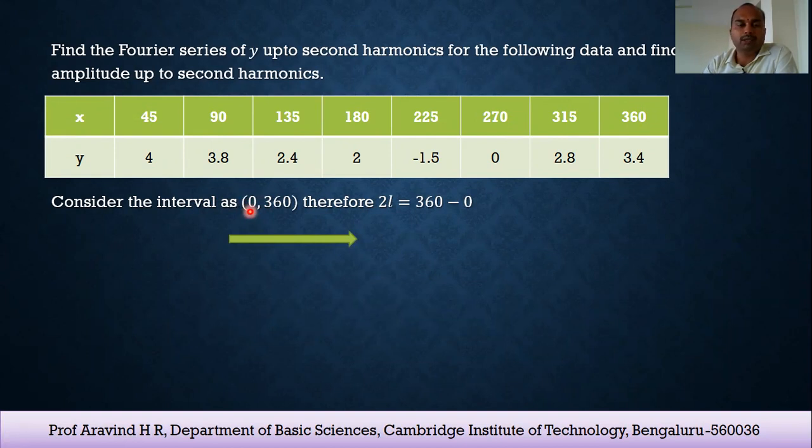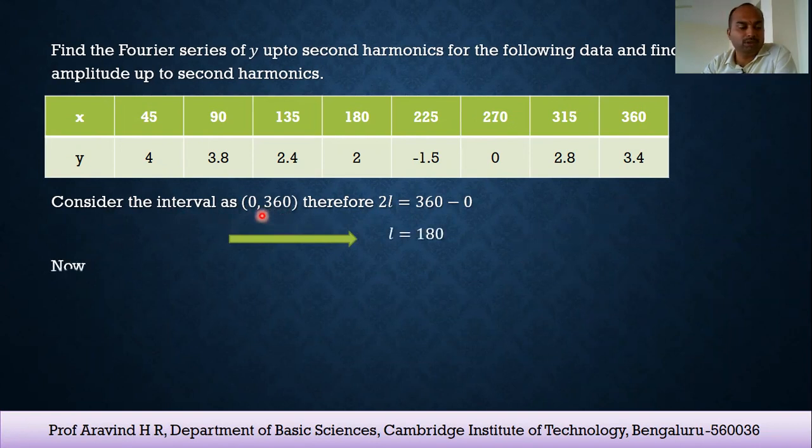In most practical harmonic analysis problems, either the first value or the last value will not be given. How do we identify this? If the first value of y and last value of y are the same, both values like 0 and 360 will be given. If they are not given, one of the values is missing. In this example, the beginning value, that is 0, is not given. So I have taken 0 to 360. So the length of the interval will be 2l equals 360 minus 0. So L will be 180.